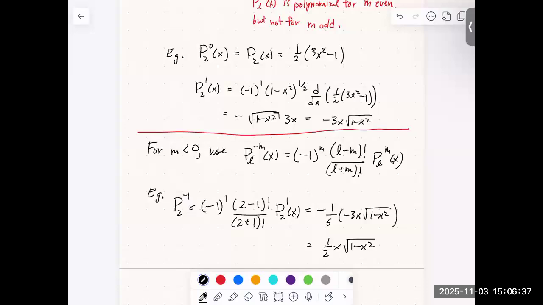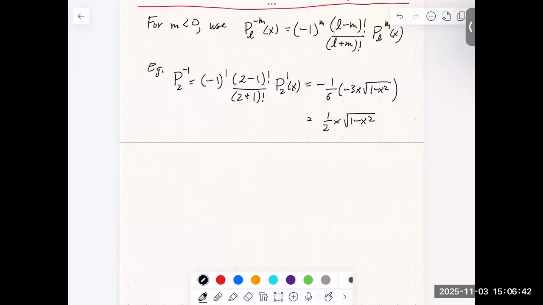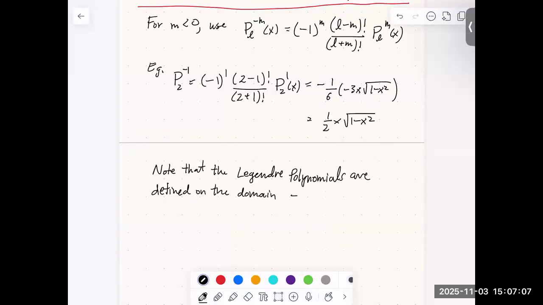All right. So we're going to do one more thing that's actually going to make this a little more simple. So let's note that the Legendre polynomials are defined on the domain where x spans -1 to +1.